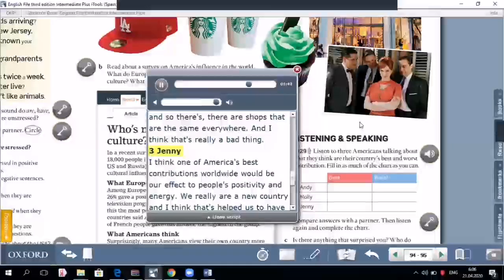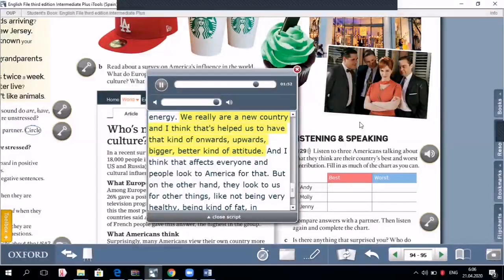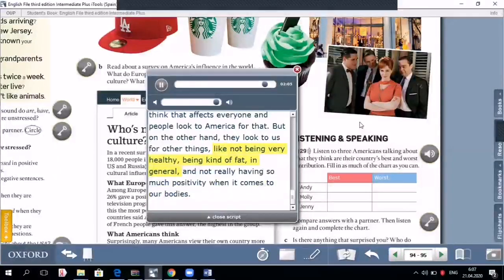3. Jenny. I think one of America's best contributions worldwide would be our effect to people's positivity and energy. We really are a new country, and I think that's helped us to have that kind of onwards, upwards, bigger, better kind of attitude. And I think that affects everyone, and people look to America for that. But on the other hand, they look to us for other things, like not being very healthy, being kind of fat in general, and not really having so much positivity when it comes to our bodies.